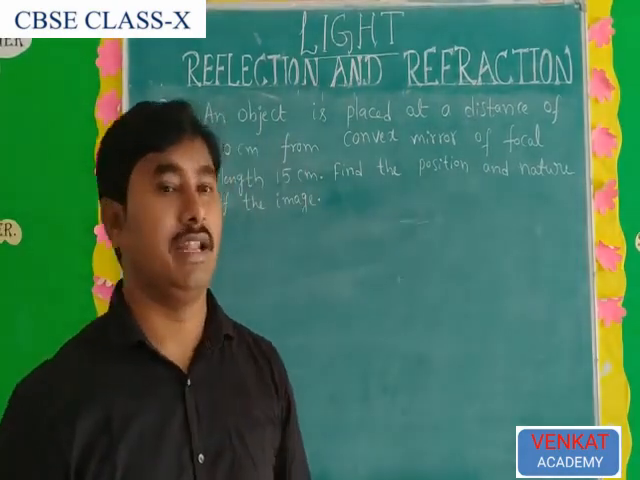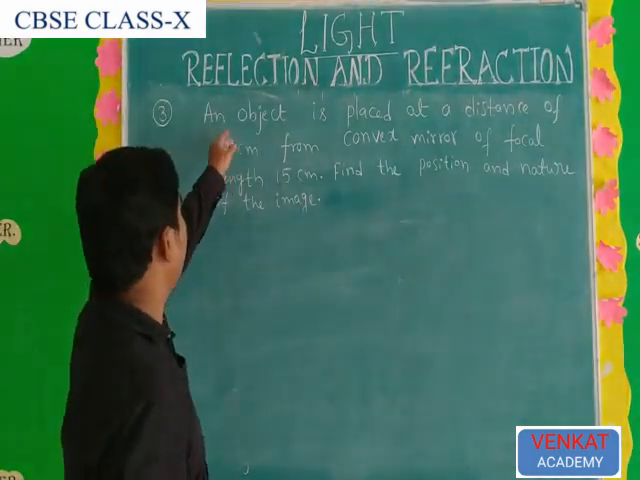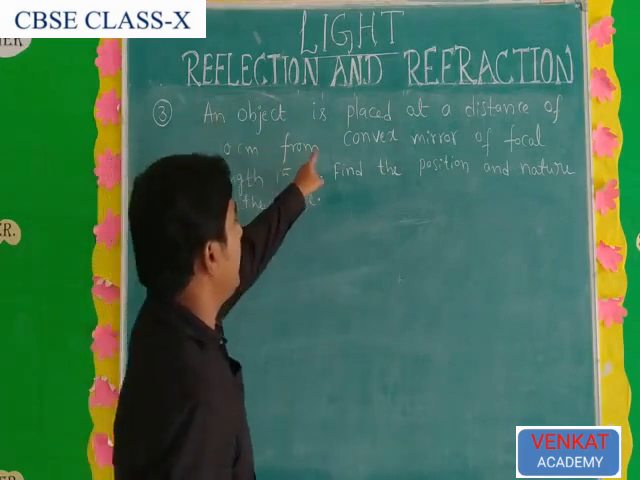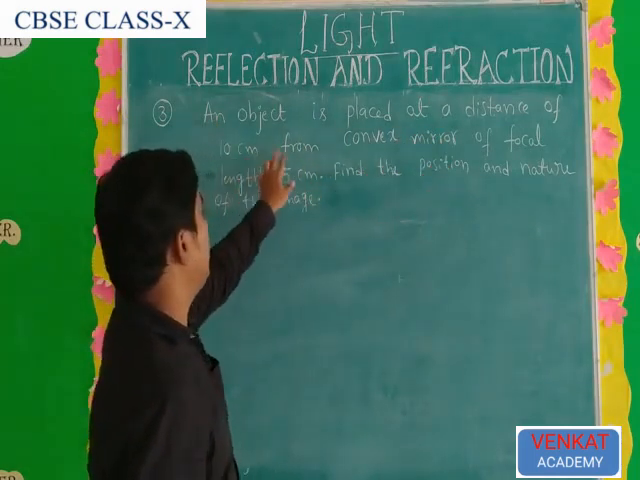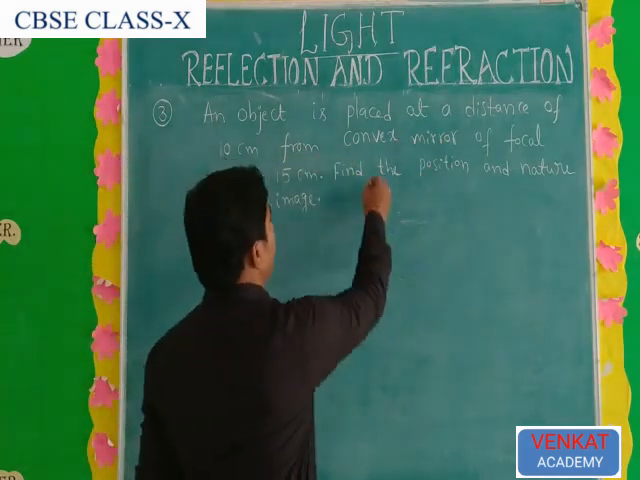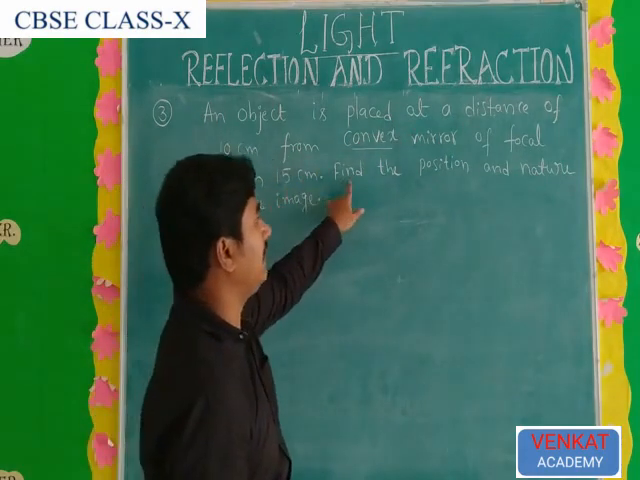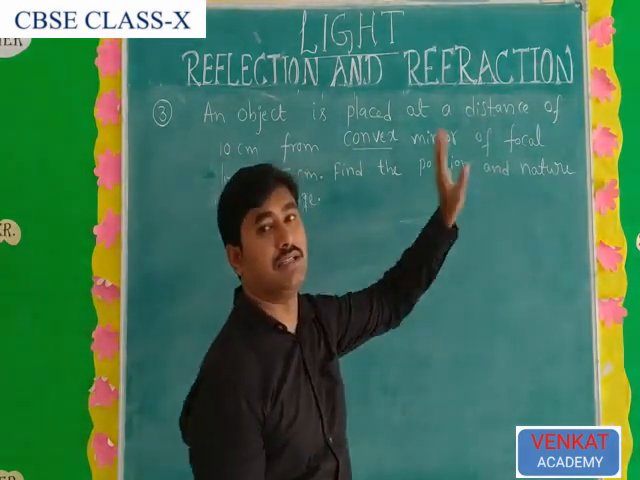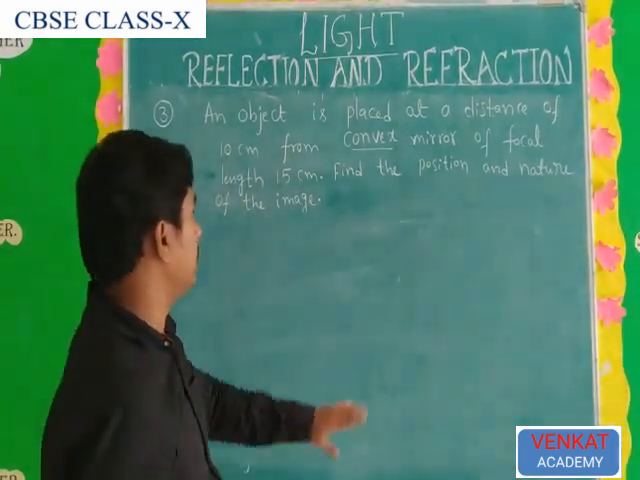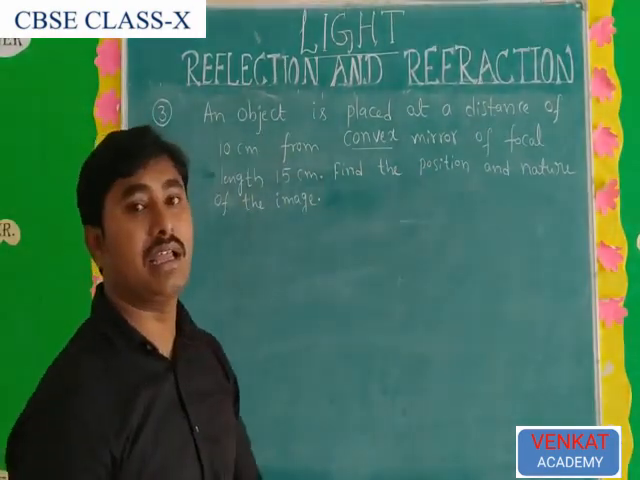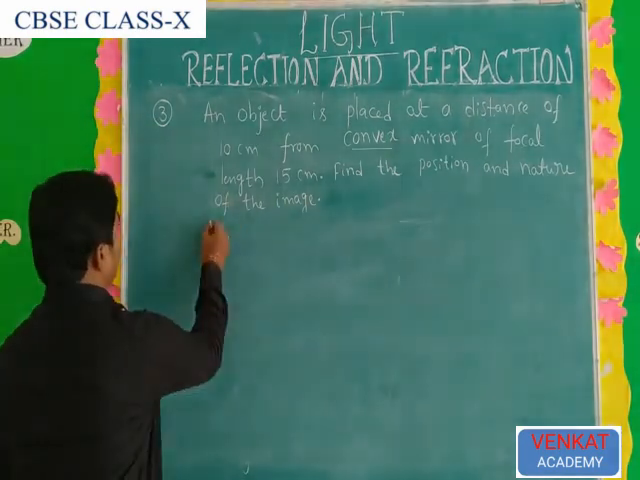The third one: an object is placed at a distance of 10 cm from a convex mirror of focal length 15 cm. Find the position and nature of the image. Understand, students? This is the question. So first you have to write the given data. What is the given data here?